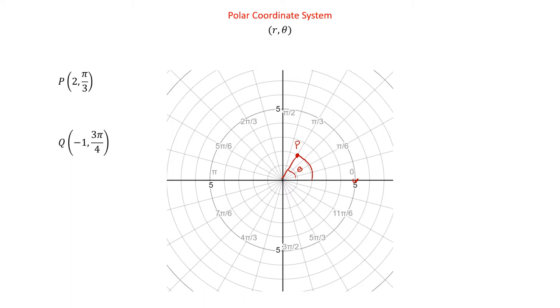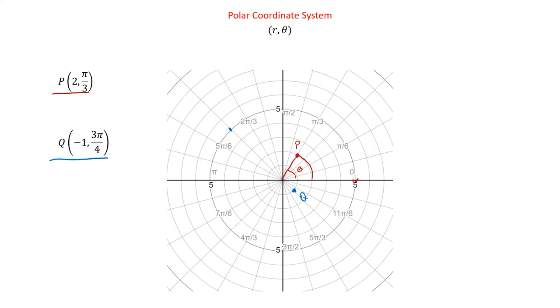We have the point negative 1, comma 3 pi over 4. I put P in red. Let's go blue for Q. So we have 3 pi over 4. So we would go 1 pi over 4, 2 pi over 4, 3 pi over 4 is going to be this line, but we're going negative 1. So we're actually going backwards to get this point Q.